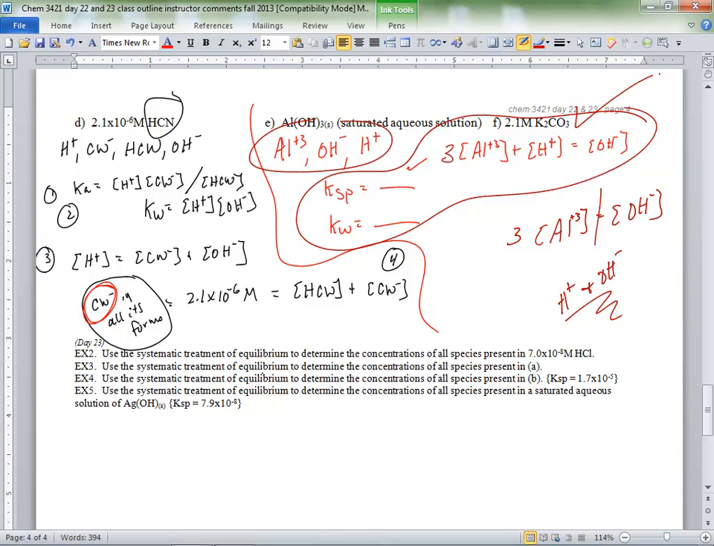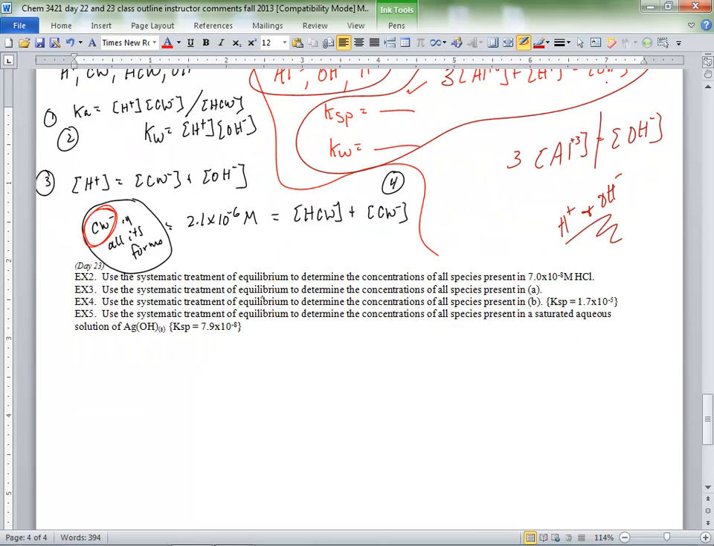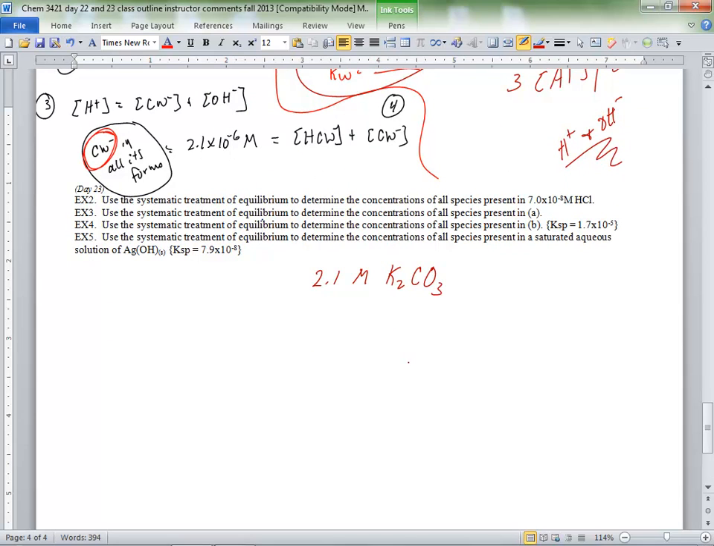Okay. Right, Jenny? Oh, there's another one? Oh, there's potassium chromate. Okay, 2.1 molar potassium carbonate. Sorry, not chromate. Potassium carbonate. Okay, all the species. Potassium. CO3 minus 2.